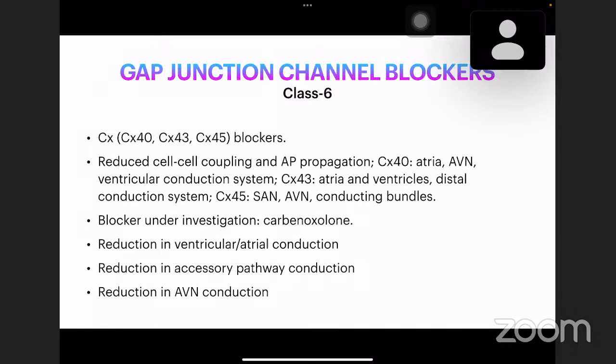Coming to class 6, these are connexin blockers. The CX means connexin. It contains connexin 40, 43, 45. What are connexins? Connexins are the gap junctions that pass the depolarization from one cardiac myocyte to the other. They reduce cell-to-cell coupling, and the action potential propagation is also reduced. Connexin 40 is in atria, AV node and ventricular conduction system, 43 in atria and ventricles and distal conduction system, and 45 in His bundles, SA node and AV node.